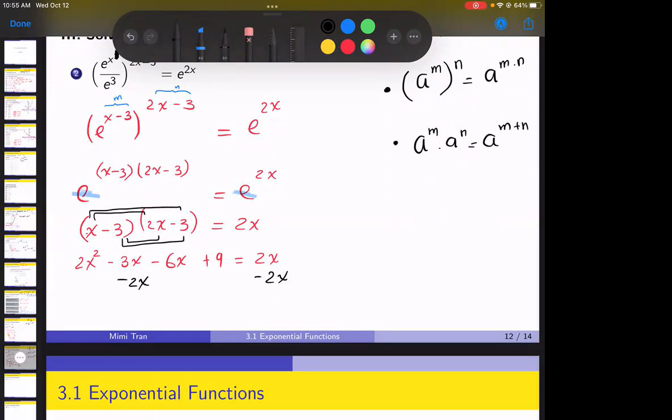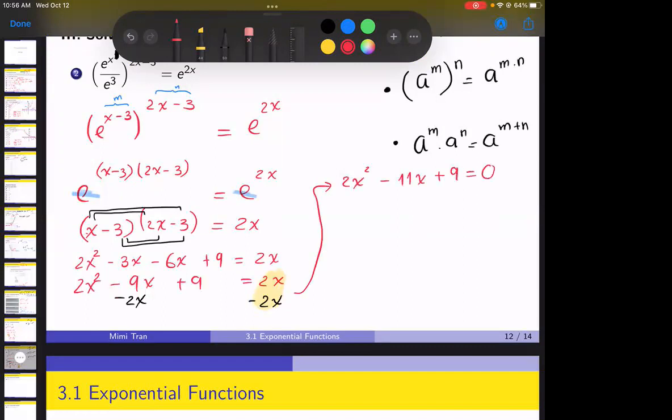But before I do that, I think I need to combine like terms first. So 2x squared minus 9x plus 9 equals 2x. Okay, now I can subtract. So that's gone. 2x squared minus 11x plus 9 equals 0. Is it factorable? I don't think so. Is it factorable?